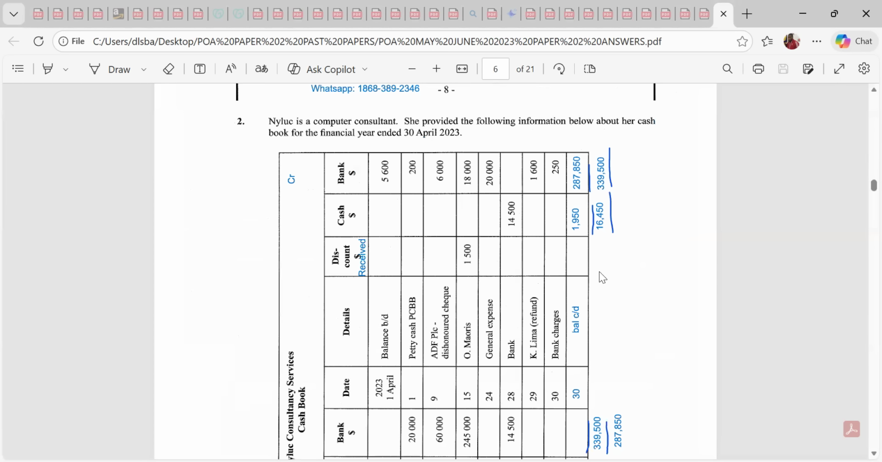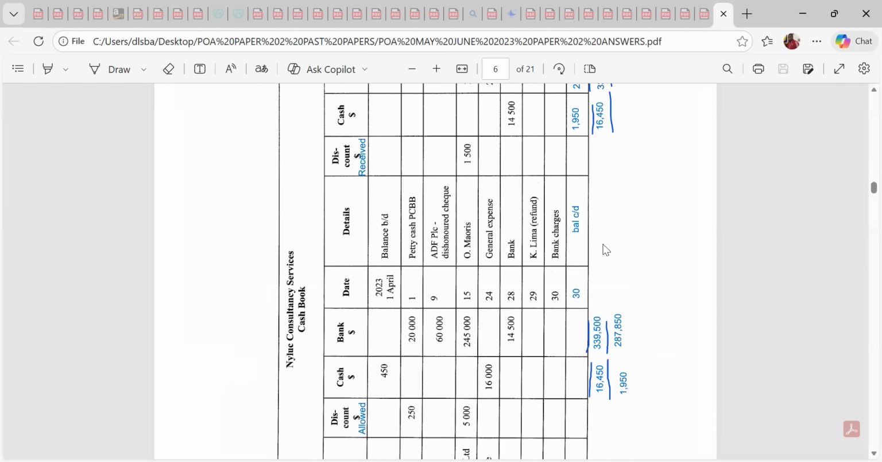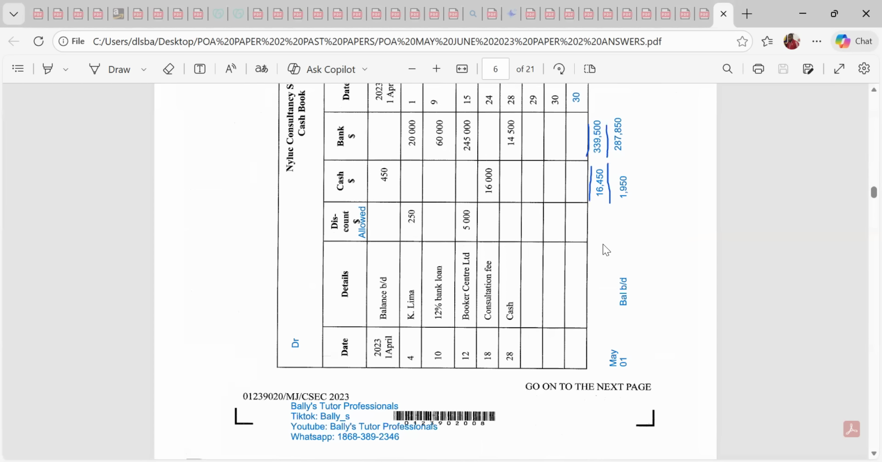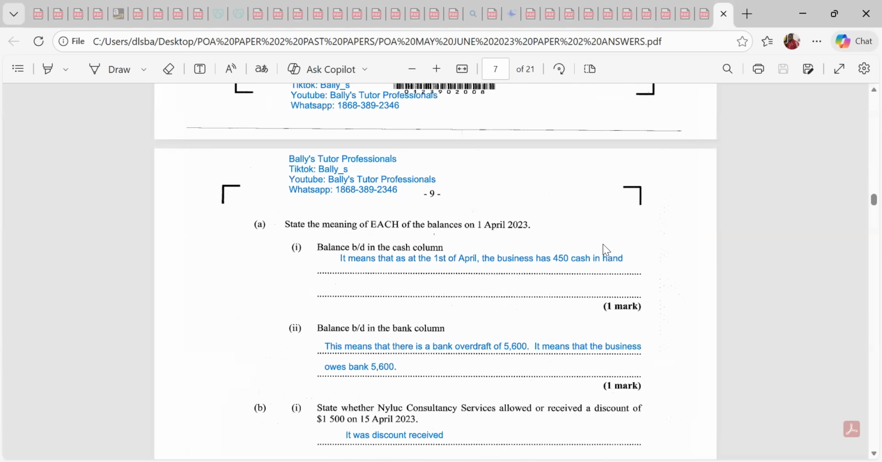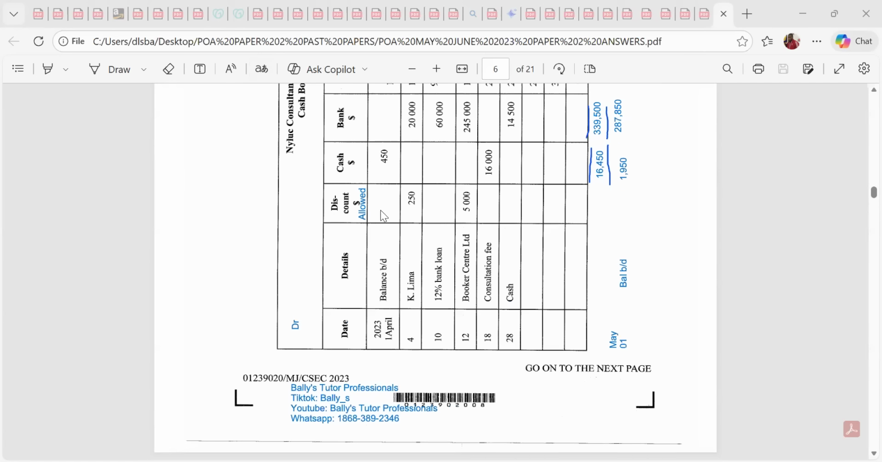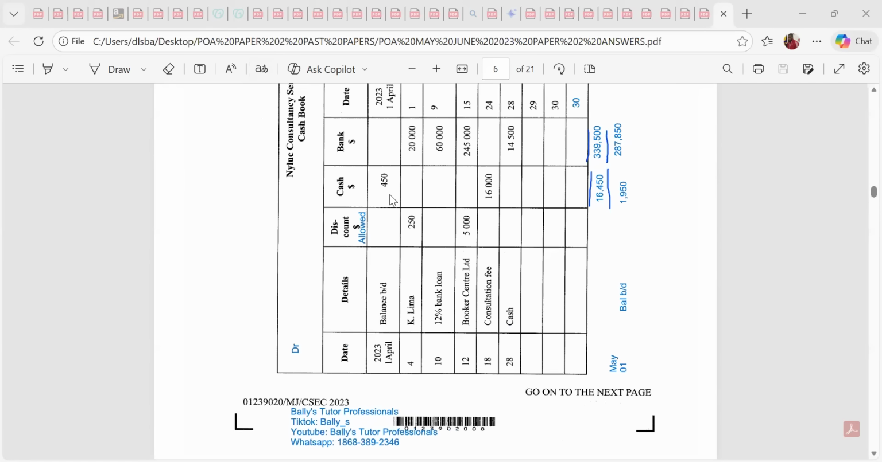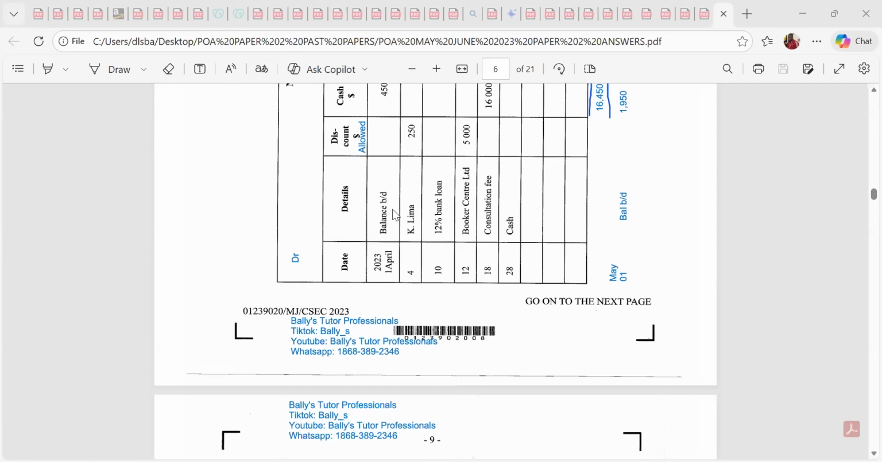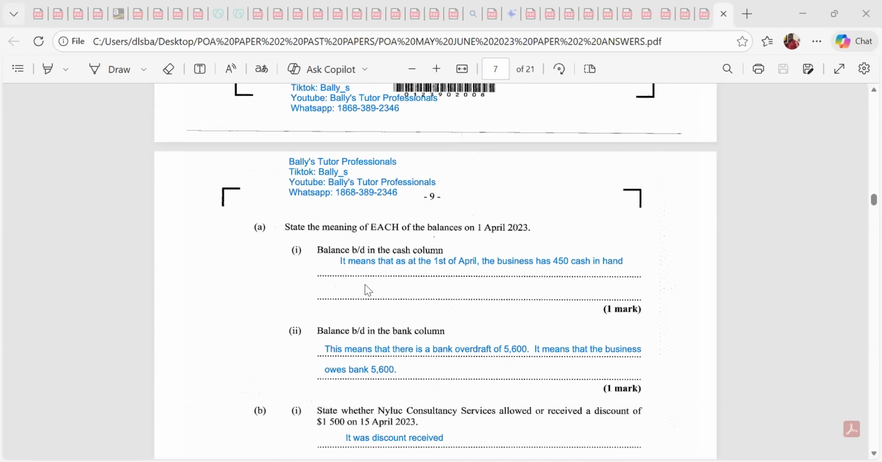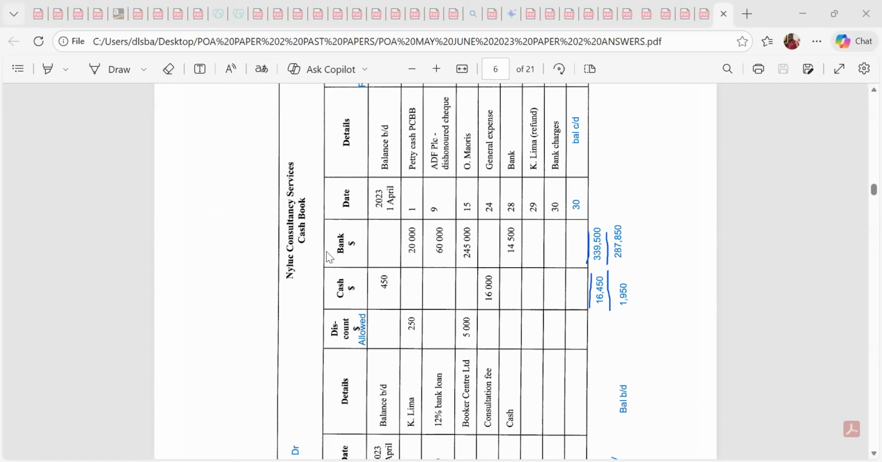Right. Number 2, a cash book here. And they wanted to know information about the cash book, like the meaning of the balance brought down and stuff like that. The balance brought down on the 1st of April, that is the amount of money you had in the cash. So the business had $480 cash. Balance brought down in the bank statement column, sorry.